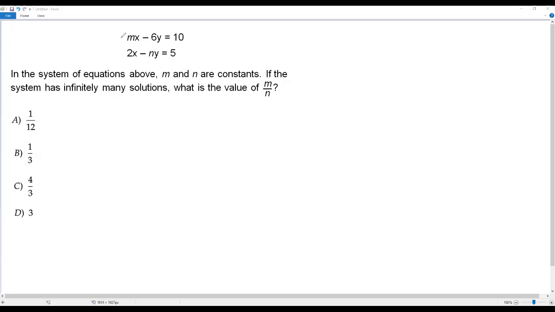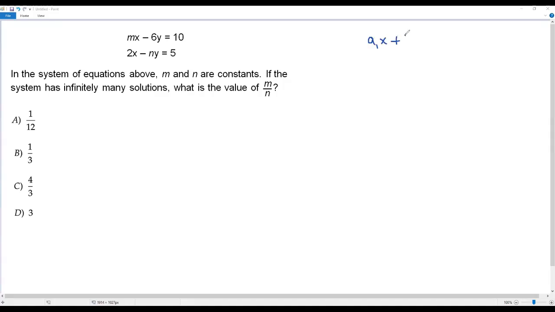Okay, in the given system, each linear equation is in standard form. That is, we have the x term and y term on the left side and the constant term on the right side. In a linear equation, if you have the x term and y term on the left side and a constant on the right side, we consider the linear equation to be in standard form. Now let me consider a system of two linear equations in standard form.